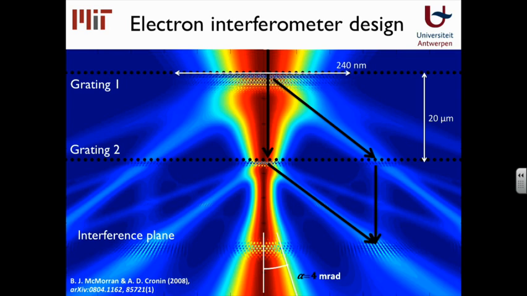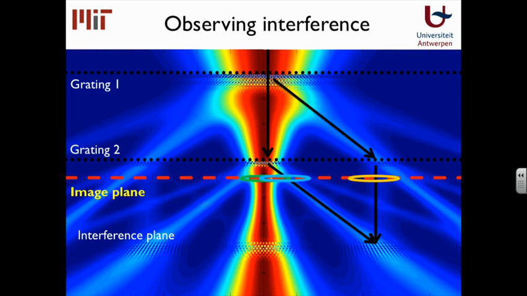So if I start imaging on the second grating, if I place my TEM image plane on the second grating, I would expect to see multiple spots because of diffraction from the first grating. So I would expect to see multiple beams on the second grating. If I start moving my imaging plane below the second grating, I would expect to see more spots arise because of diffraction now from the second grating. So in addition to the spots from the first grating, I would now expect to see more spots from the second.